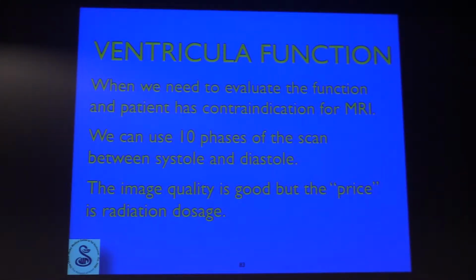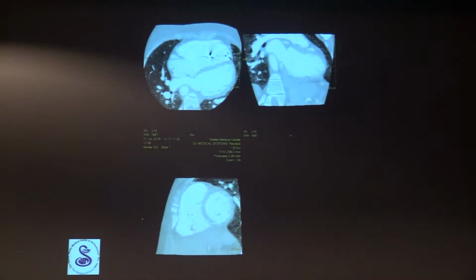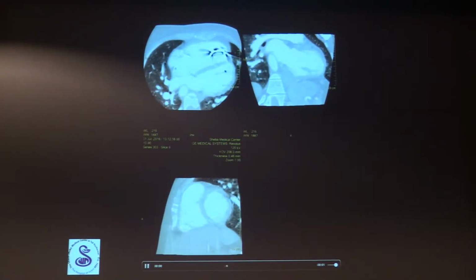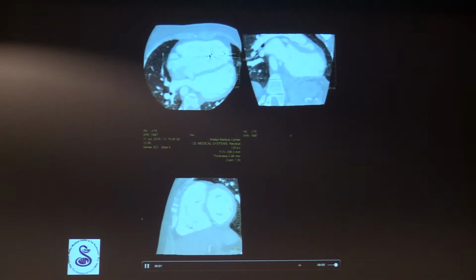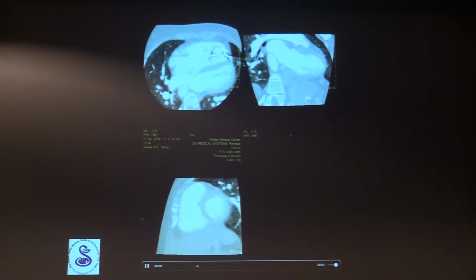Okay, ventricular function, I show kind of most of the time. When we need to evaluate the function and the patient has a contraindication for MRI, we can use 10 phases of scan between systole and diastole. The image quality is good, but the price is radiation dosage. So you can see it here. This patient has a pacemaker wire here. So we cannot put the patient in the MRI because of the magnetic field. And what we get, we can have the function. As I told you before, the price is radiation dosage, 10 times more.